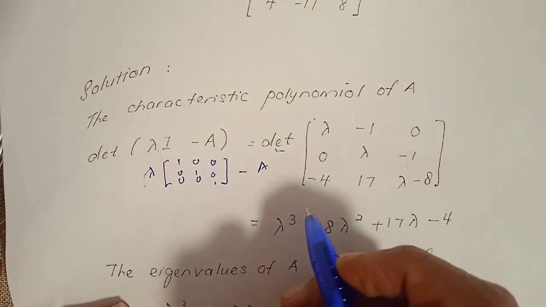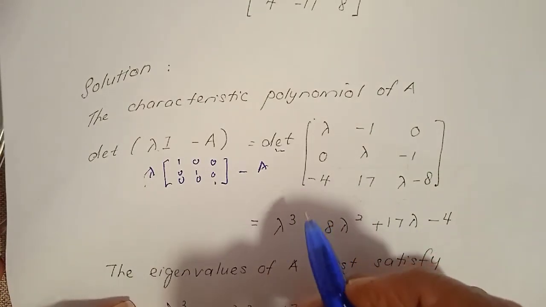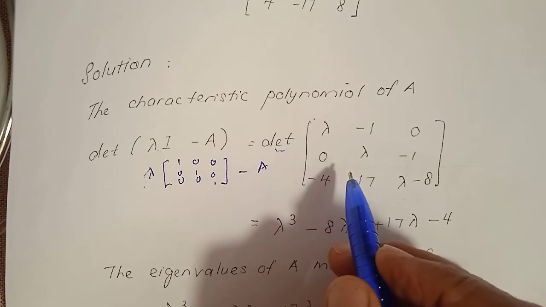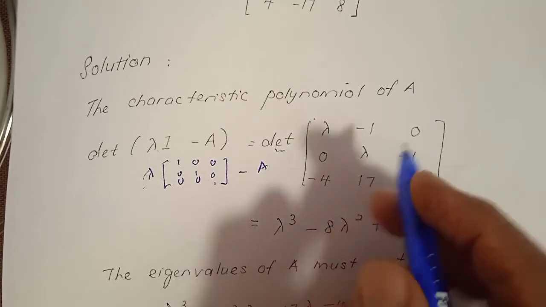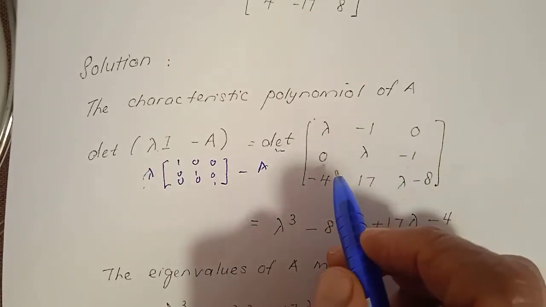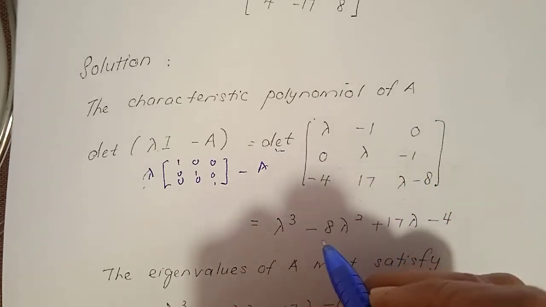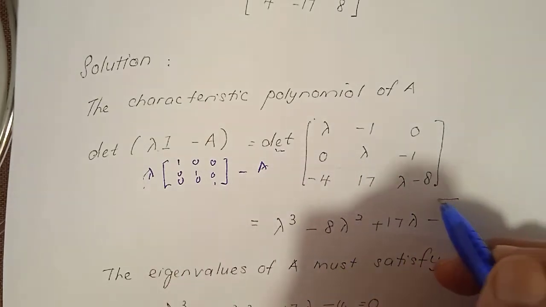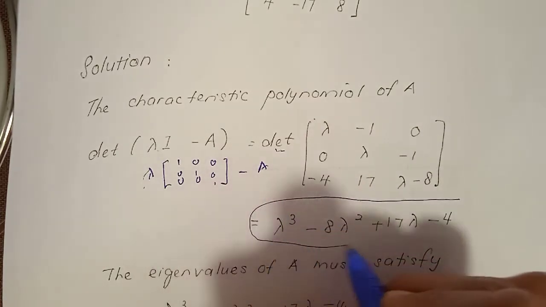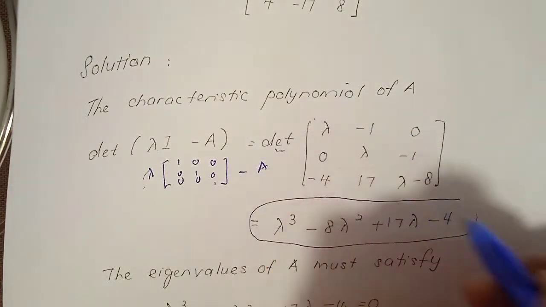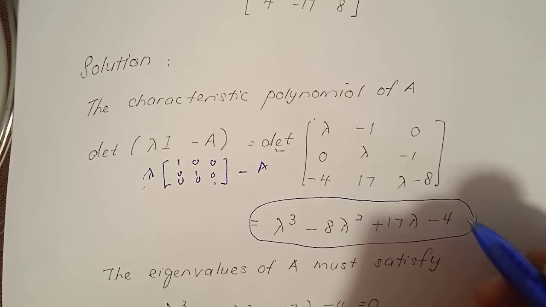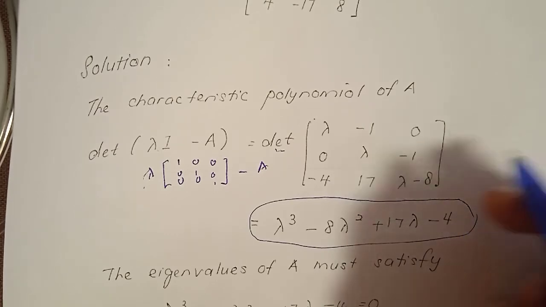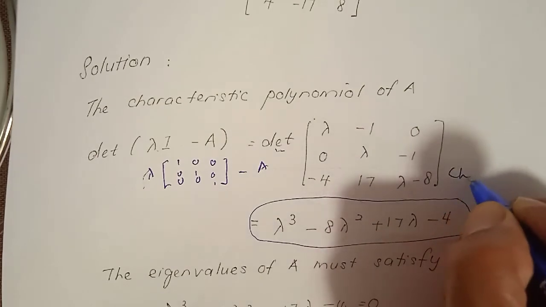Okay, so now find the determinant using the formula of determinant. Using the formula of determinant, we have this equation. Try to do it on your own, obtain the determinant of this matrix and be able to find this equation. This is called the characteristic polynomial equation.